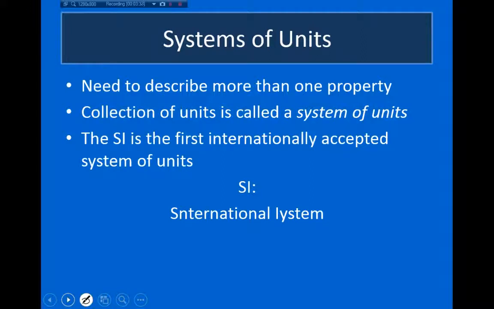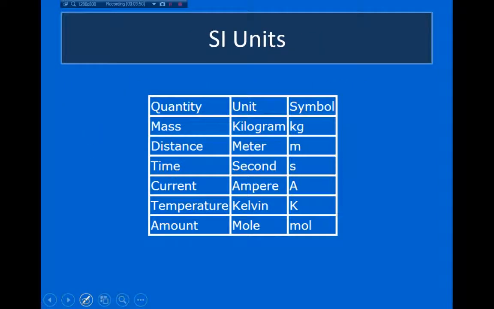Any collection of units is called a system of units. The most common system of units that are used, and the one that we're going to use in this class, is called the SI, which stands for the International System, which I think is French for something. So here in this table, I'm just summarizing the SI units. So we have the kilogram as a unit of mass, the meter as a unit of distance, and the second as a unit of time. In addition to these, there's the ampere, Kelvin, and mole. Hopefully these last two are familiar from your chemistry classes.